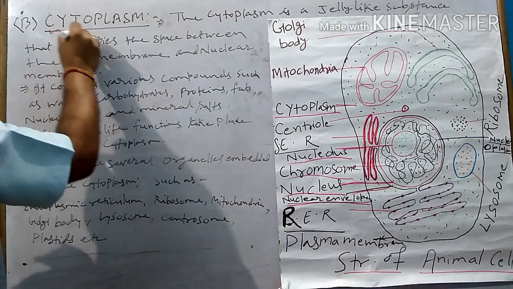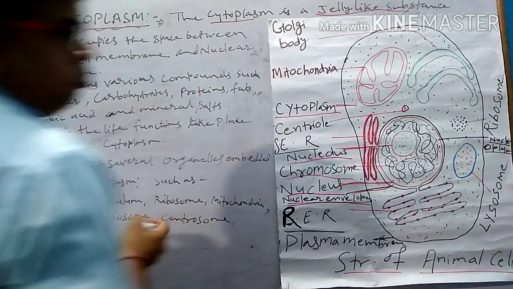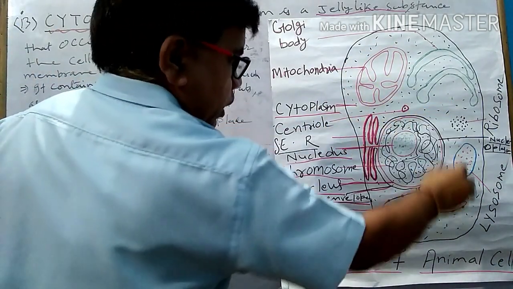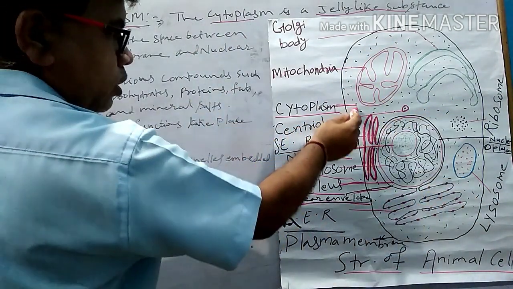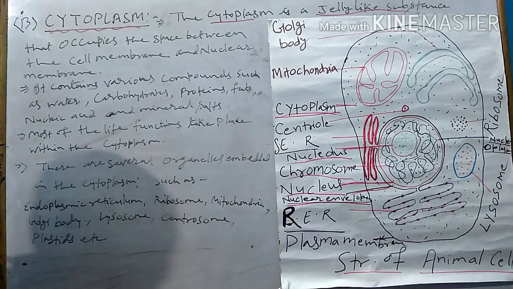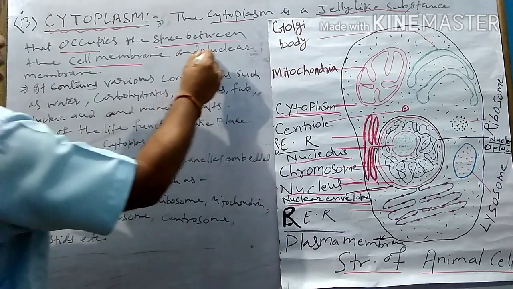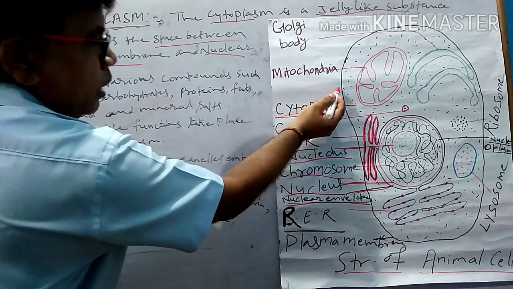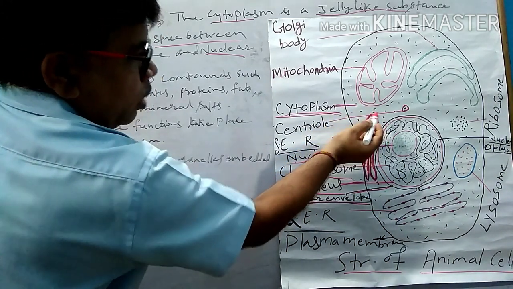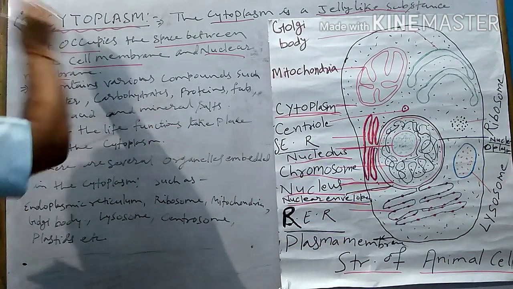Then the cytoplasm. The cytoplasm is a jelly-like substance on the inner side of the plasma membrane. This jelly-like fluid is called the cytoplasm, and it occupies the space between the cell membrane and nuclear membrane. So this is the cell membrane and this is the nuclear membrane. In between them, this fluid is found, and that fluid is called cytoplasm.